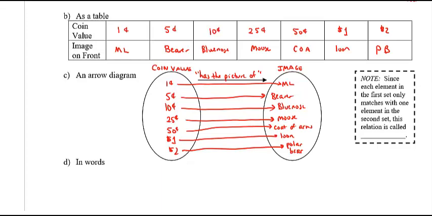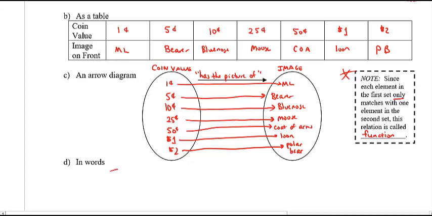Now, I wanted to say something before we do part D. Note, it says here, since each element in the first set only matches with one element in the second set, this relation is called a function. So there's a special word when there's a one-to-one relationship like this. We call it a function.